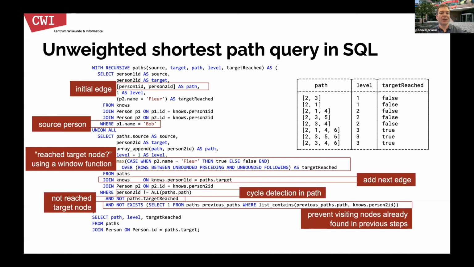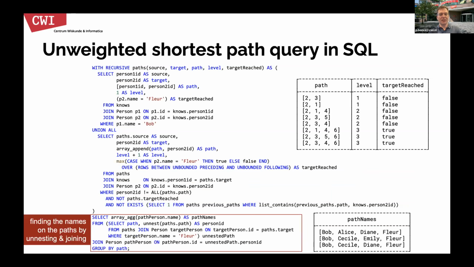So if you take a close look, well, we won't be really trying to understand this, but you'll see this structure of creating the initial edge that starts as source person Bob, and then in the union all part, you compute all the time whether you have reached the target, which is when you get to Fleur, but also have to do cycle detection to keep this more or less fast, or well, no, I wouldn't say this is fast. And yeah, so you see quite a bit of repeated code as well, because you have to test for termination, and creating this path recursive table is not all.